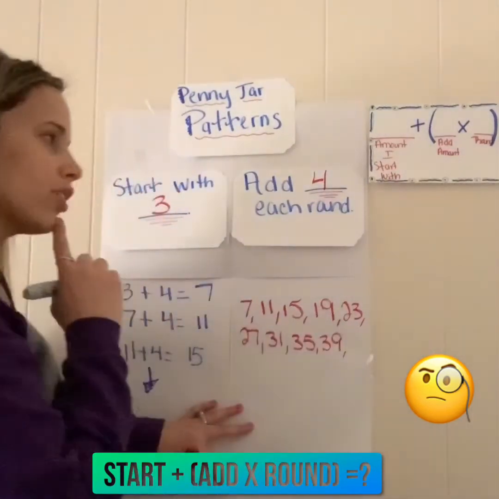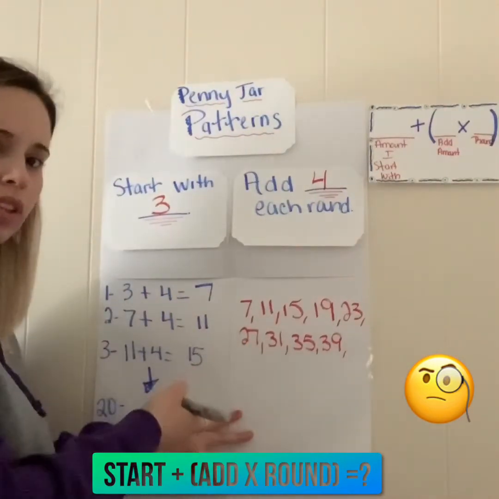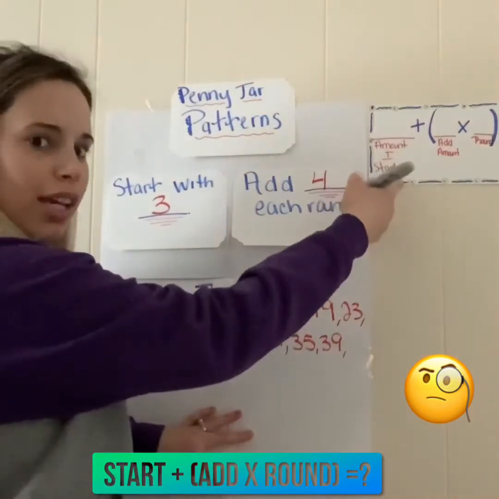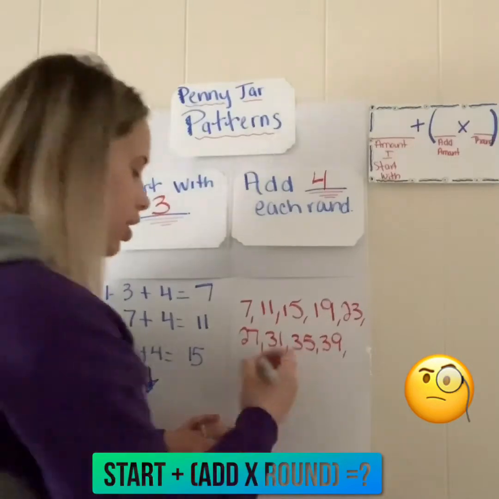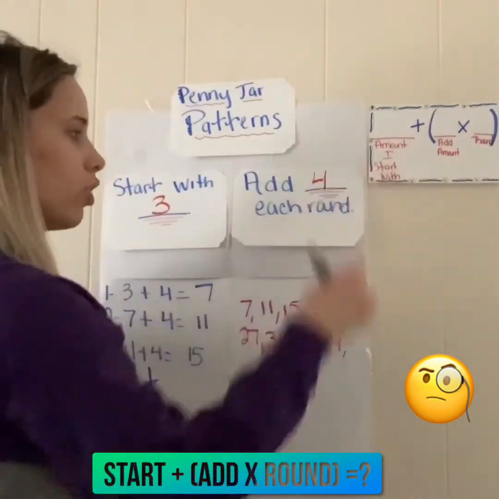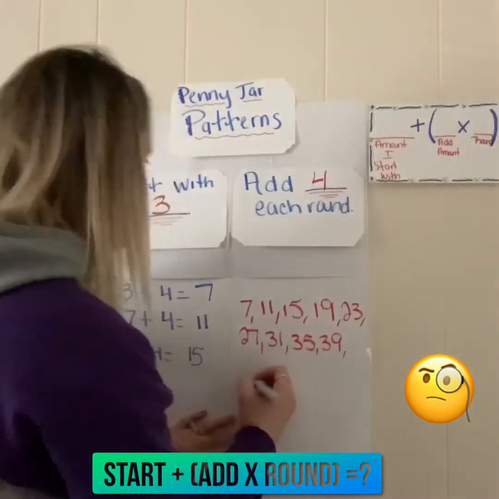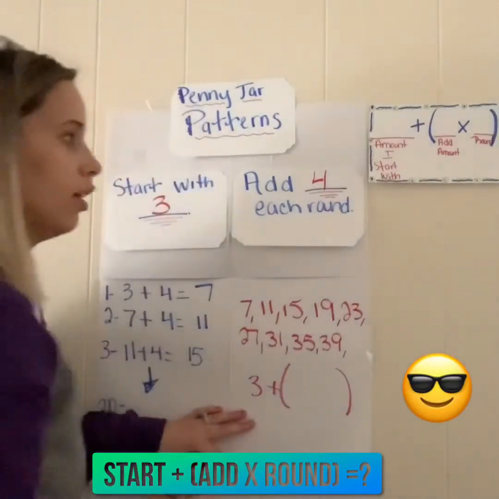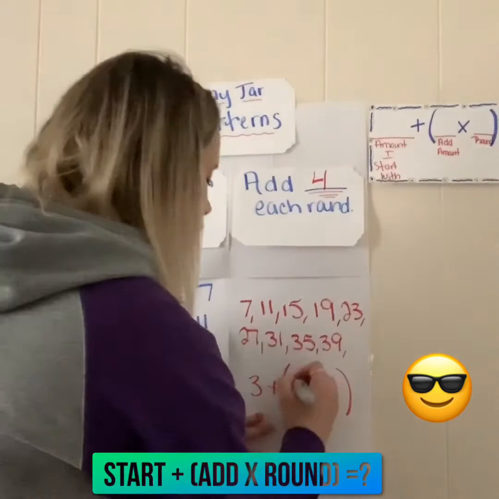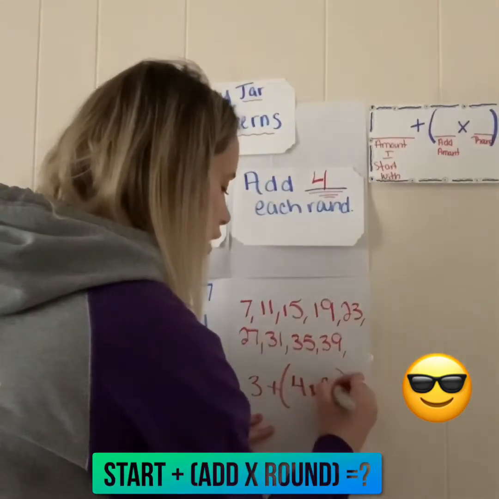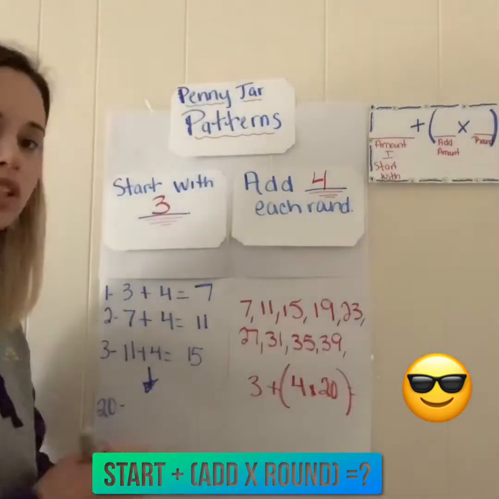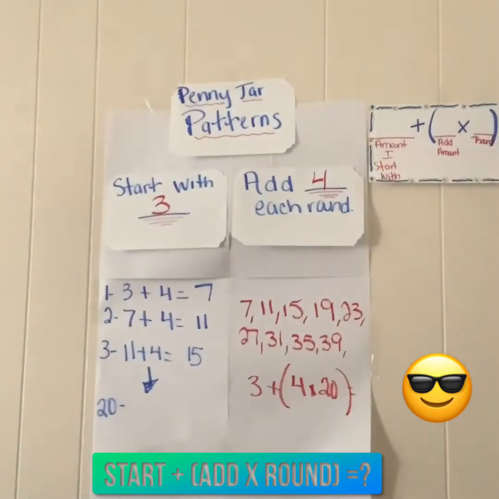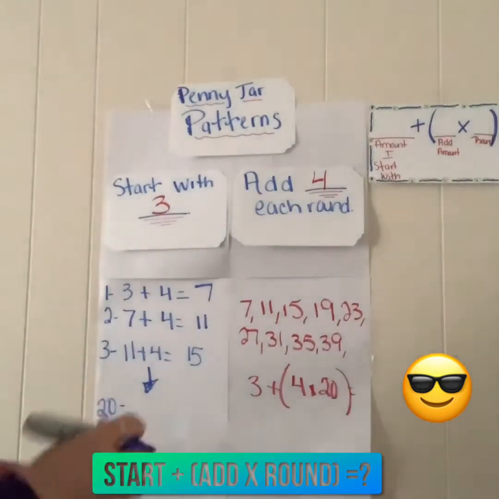You know what? Actually, why are we going to continue to do that when we have this fantastic equation here? Let's use the equation. The amount I start with is 3. I'm adding 4 to each, and so my round is 20. Order of operations tells us that we must first do parentheses.